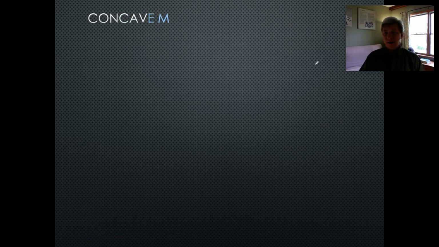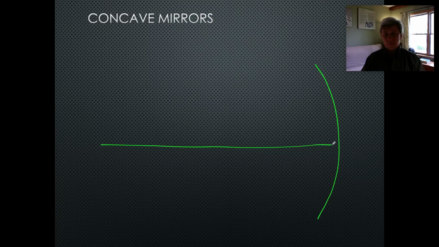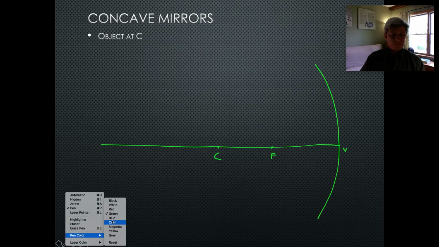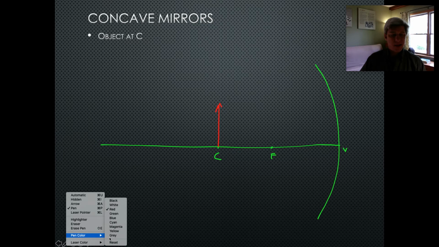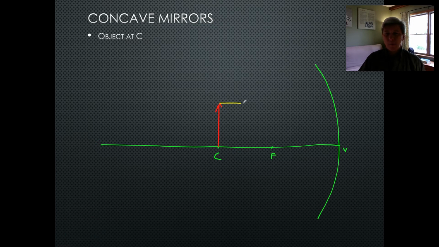So here's my mirror. Here's my principal axis. I'm going to place my center of curvature here. I'm going to place my focal point halfway between the center of curvature and the vertex. And remember, this is the vertex of the mirror here. And now, if I draw my object right at this point C and send a ray of light parallel to the principal axis, it's going to strike the mirror and then be reflected through the focal point.